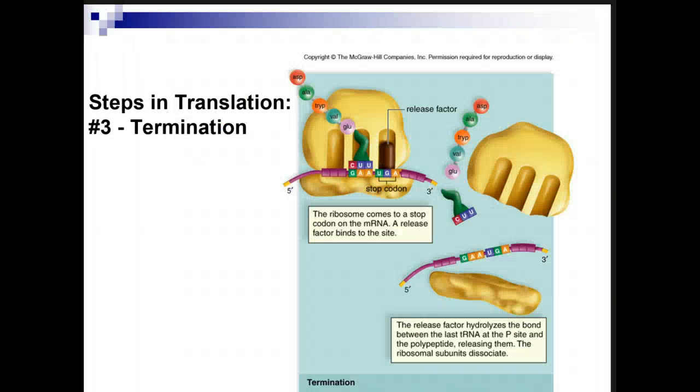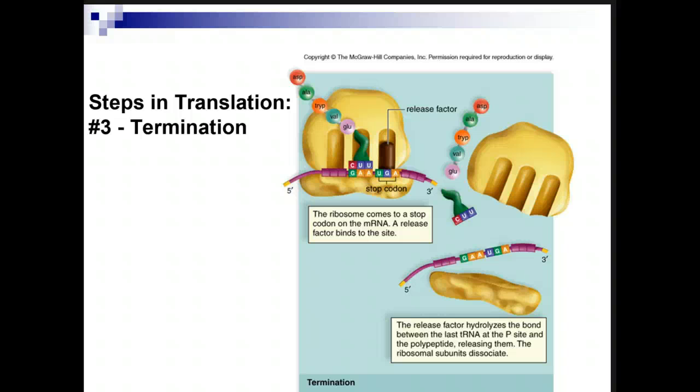The last stage in translation is termination. Termination occurs when a stop codon signals the end of translation. When the ribosome reaches a stop codon in the messenger RNA molecule, releasing factors cause it to release the completed polypeptide chain and the messenger RNA to disassemble into its large and small subunits. A tRNA is not brought in when the stop codon is reached.